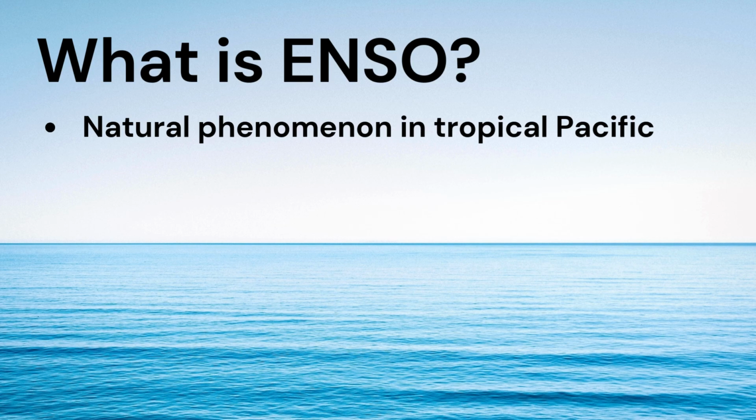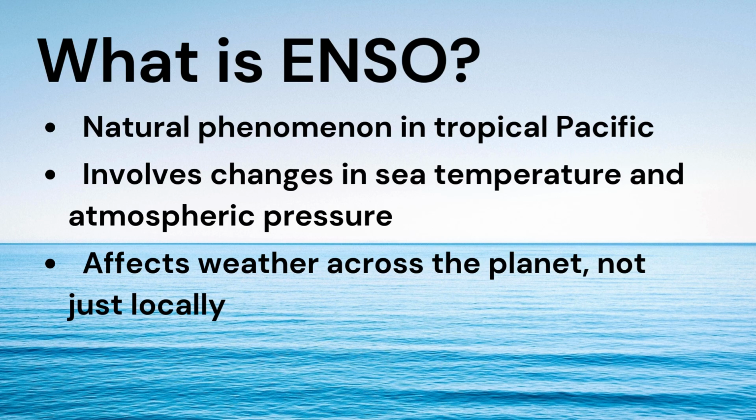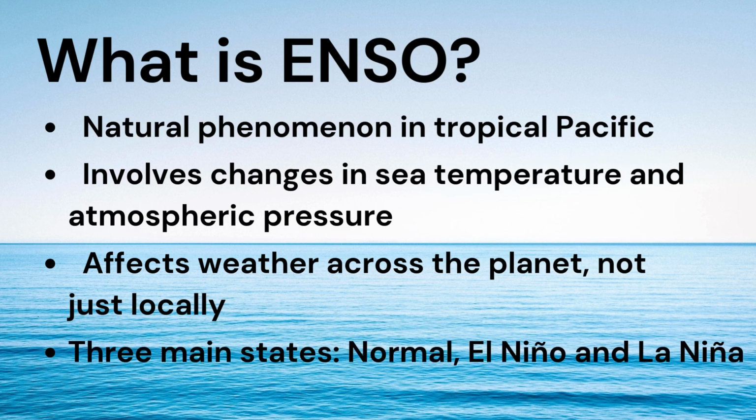ENSO is a natural climate phenomenon that happens in the tropical Pacific Ocean. It involves changes in sea surface temperatures and the atmospheric pressure in the Pacific, which affect not only the Pacific region, but the entire planet's weather patterns. There are three main states of ENSO: normal conditions, El Niño, the warm phase, and La Niña, the cool phase.